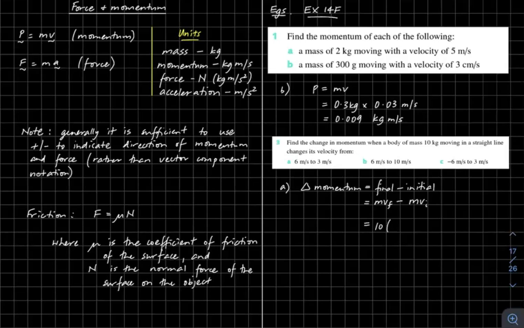10 kilograms. Final velocity is 3. The initial velocity was 6. So that's going to be negative 30 kilograms meters per second. The fact that it's negative 30 is indicating that it's a decrease in momentum rather than an increase in momentum.